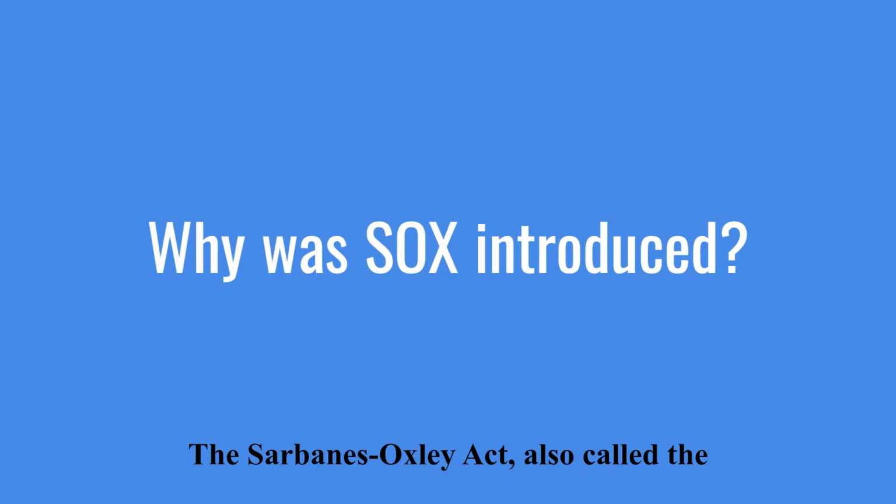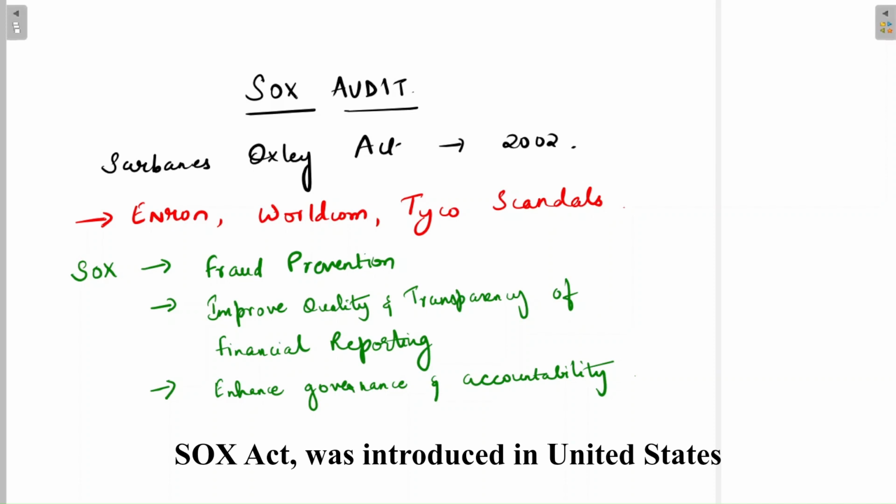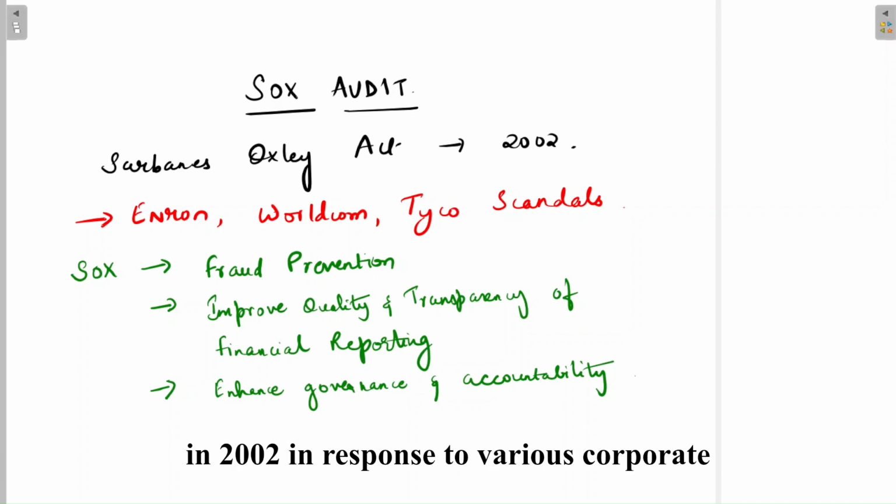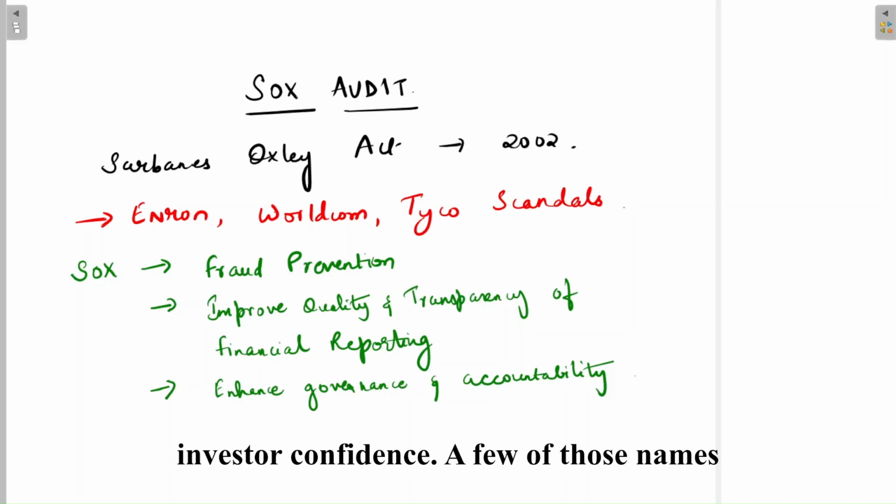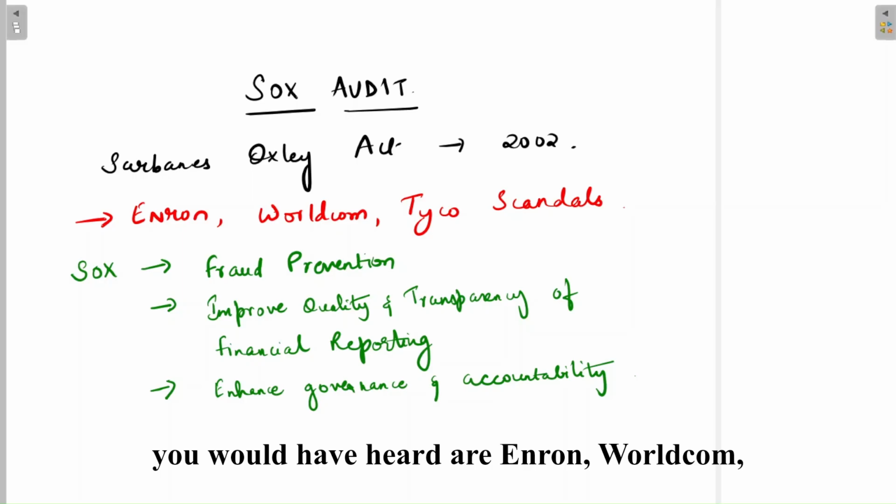The Sarbanes-Oxley Act, also called the SOX Act, was introduced in the United States in 2002 in response to various corporate accounting scandals that completely shook investor confidence. A few of those names you would have heard are Enron, WorldCom, Tyco.